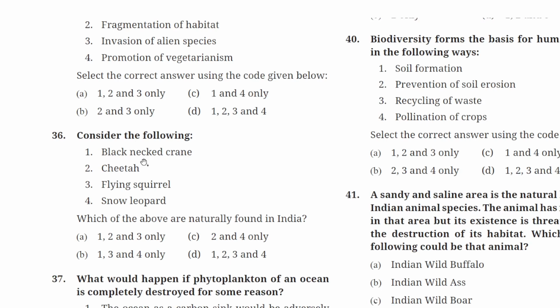Black-necked crane, cheetah, flying squirrel. Which of the above are naturally found in India? Okay. Cheetah has become extinct, so that could be a question.